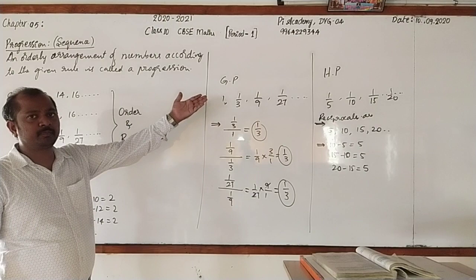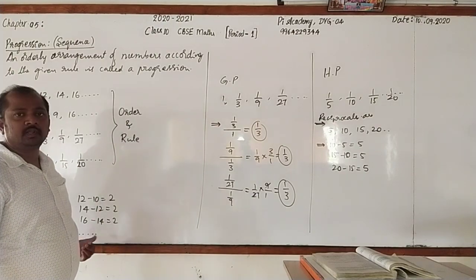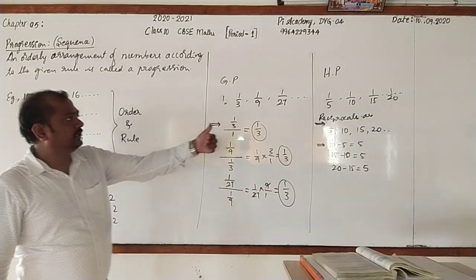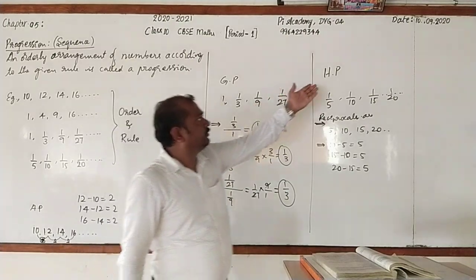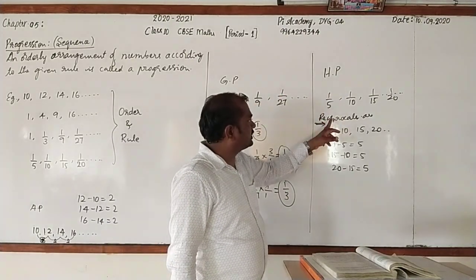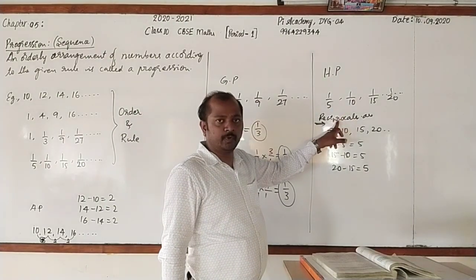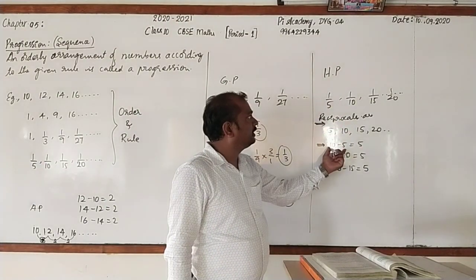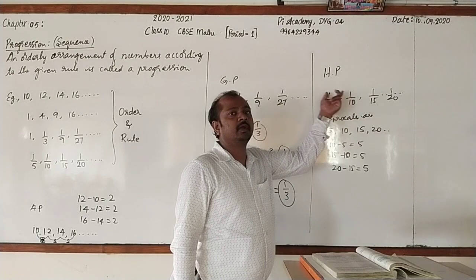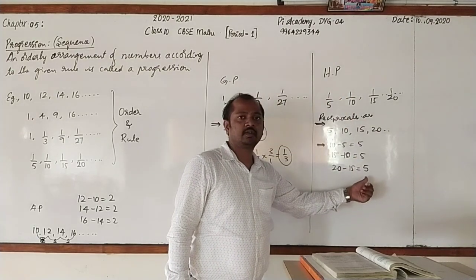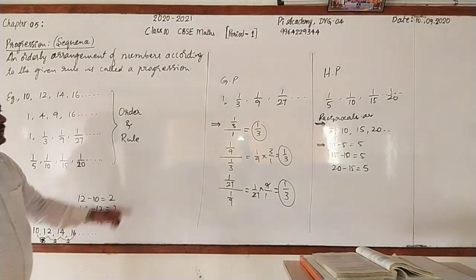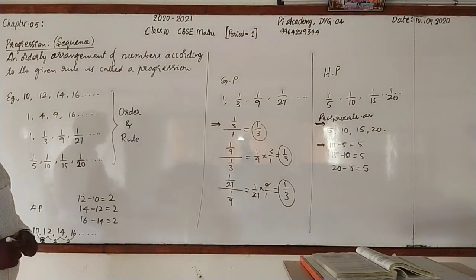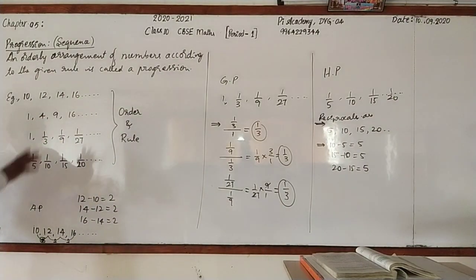Geometric progression: the progression in which the ratio of a term and its preceding term is constant is called geometric progression. Here the constant is the ratio, or the common ratio. Whereas HP, it is the progression in which the difference between the reciprocal of a term and its preceding term is constant. Clear? Yes, that is harmonic progression. Okay, now let me write the definitions of all the three.